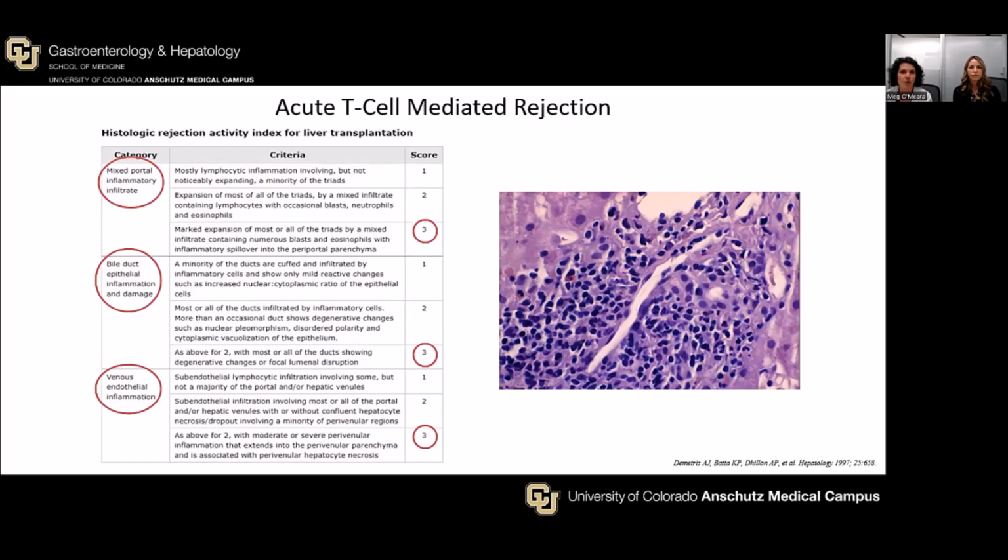So when evaluating liver tissue microscopically for rejection, we're looking for portal inflammation, bile duct epithelium inflammation, and venous endothelial inflammation. So kind of 3 categories that are scored from 0 to 3, 3 being the most severe forms of rejection. And that adds up to the Rejection Activity Index, or RAI, with a score from 0 to 9, 9 being the most severe rejection.